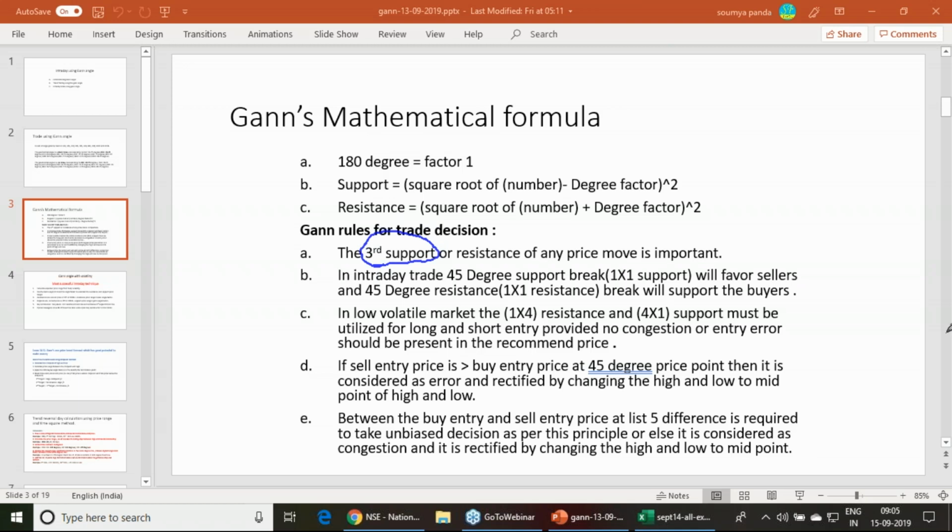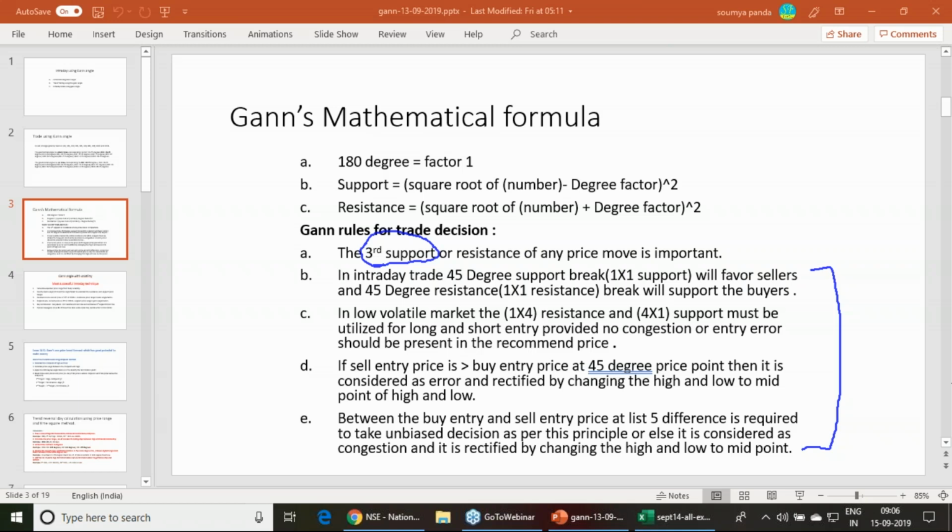And then there are various rules he has given. If the sell entry is above the buy entry after the calculation, you have to make some changes. But here I have changed something, since the original method has a lot of rules to follow. First you start with the high and the low. If the outcome of those readings is not coming out properly, then you have to take the calculations again from the midpoint. All these things Gann has told, but here I have made a small change.